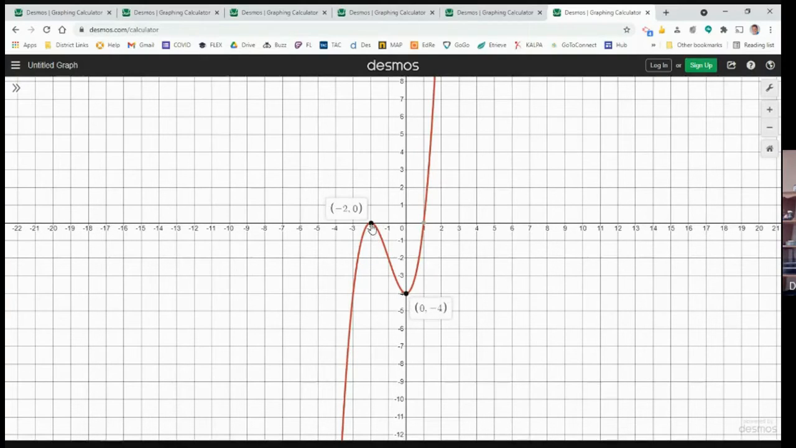Same thing with this maximum. This is a relative maximum. So while we would not define this graph as having a maximum, it does have a relative maximum. When x is -2, the maximum is 0.